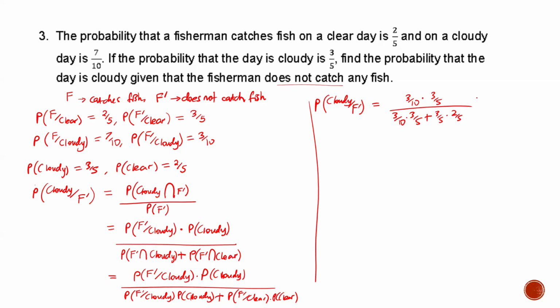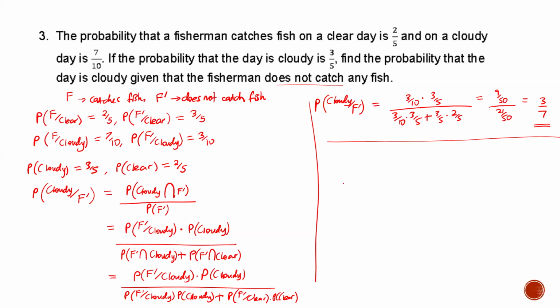So when you work this out, that's going to be 9 out of 50, out of 9 out of 50 plus 6 out of 25, which is 12 out of 50. So that will be 21 out of 50. This is 9 out of 21, which is 3 out of 7. So you can do this, right? And this gives you the correct answer. This is Bayes' theorem being applied.